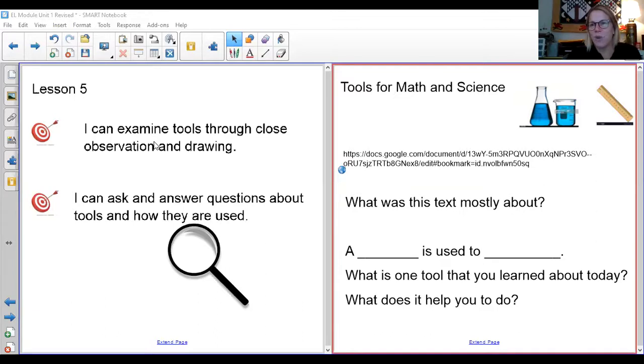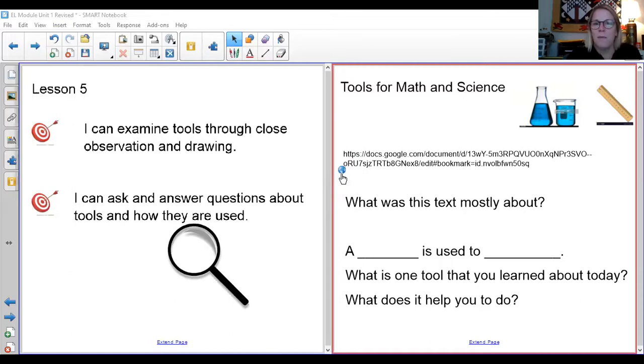When we're done with the lesson, we'll go back and make sure that we hit those 2 targets, that our aim was perfect and we hit those 2 targets. So again, we're examining tools through close observation and drawing, and we're asking and answering questions about tools and how they are used. We're going to begin our lesson by reading a book on the computer called Tools for Math and Science. We're going to be asking you what this text was mostly about, and then you'll be able to state a blank tool is used to blank. So you're going to say what kind of tool it is and what it's used for.